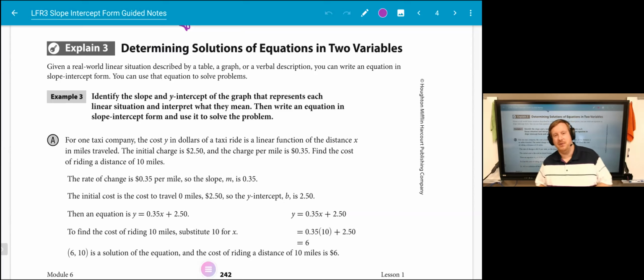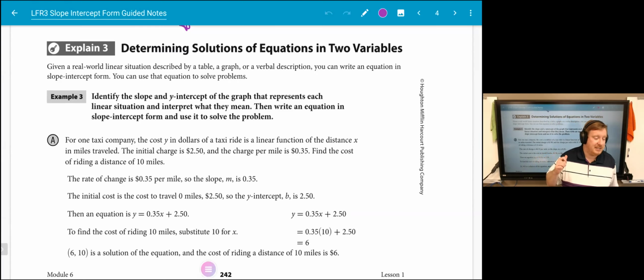Today we're going to take a look at word problems, essentially, determining solutions of equations in two variables. Given a real-world linear situation described by a table, a graph, or verbal description, we can write an equation in slope-intercept form, and we can use that equation to solve problems, right?